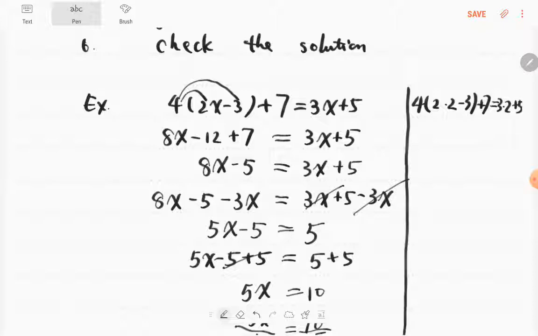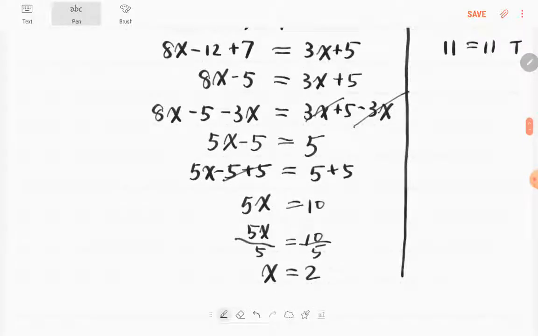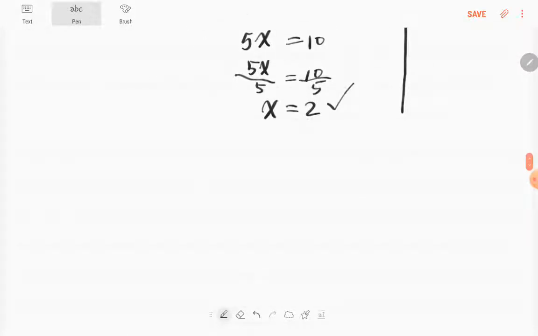Now let's check the left side. This will be 4. 4 minus 3 will get 1. So this is 1 plus 7. It will be 8... This side will be 6 plus 5, which is 11. So it's true, which means we confirm x equals 2 is our solution. We could check another one.